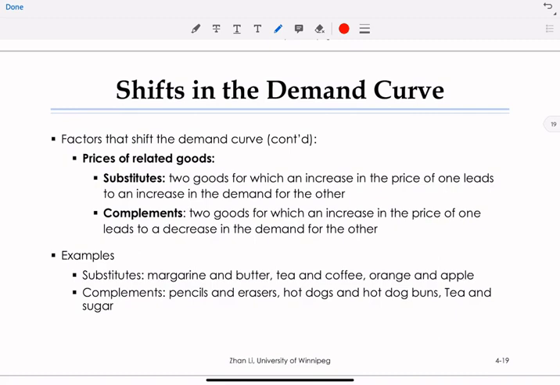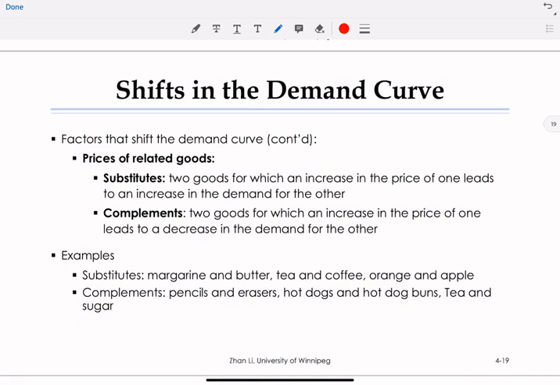Now, what are the examples of complements? Well, you can see that pencils and erasers, they're complements, right? Because you would always use pencils and erasers together. Now, the second example is hot dogs and hot dog buns, right? Because generally you would pair hot dog buns with hot dogs. You generally wouldn't just eat hot dog buns. That would be incredibly boring, right?